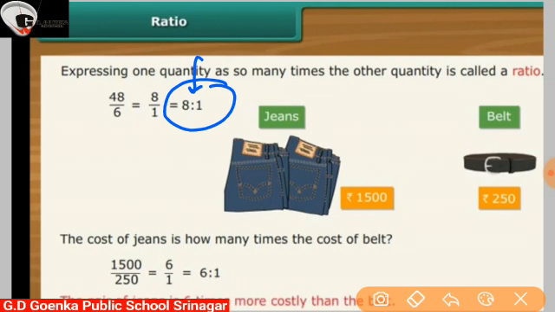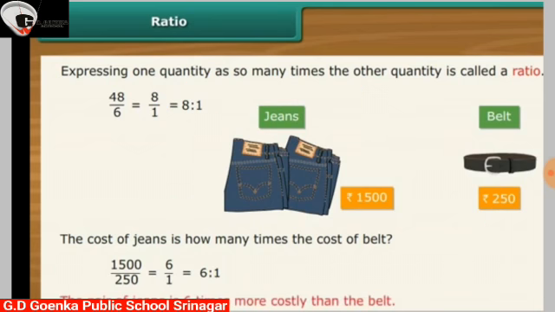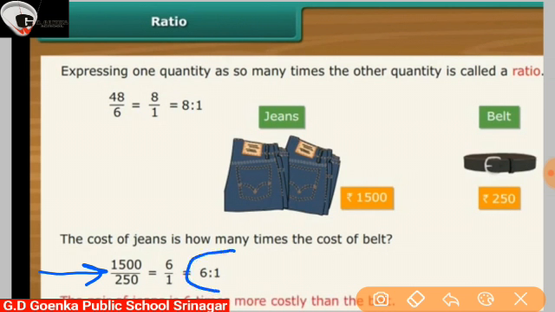All right, then let us do one more example. We have the cost of jeans as rupees 1500 and the cost of a belt as rupees 250. We have to find out the cost of jeans is how many times the cost of the belt. Okay, we will divide the two. 1500 divided by 250 gives us 6 by 1, and in terms of ratio, we write it as 6 is to 1. That is, the pair of jeans is 6 times more costly than the belt.